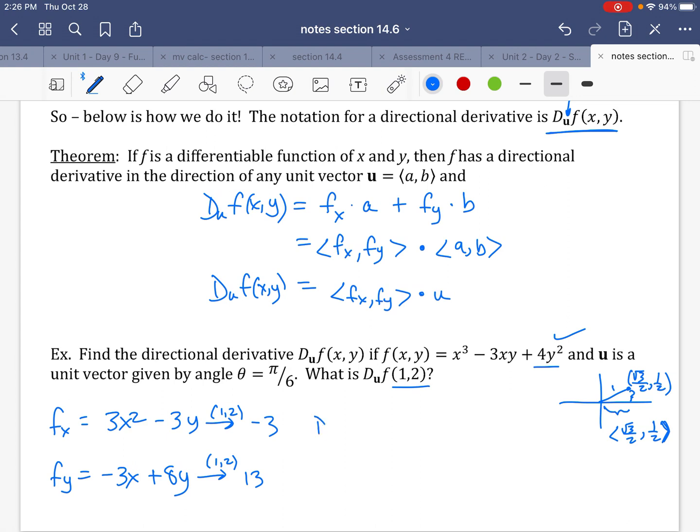So if I want my directional derivative of the function at 1, 2, it is going to be this negative 3 and 13 vector dotted with radical 3 over 2 and 1/2. All right, so you put those together, add them together, you get negative 3 radical 3 over 2 plus 13 over 2. Okay, and so it's just a number, so that is your derivative, your velocity, going in that direction at that point.